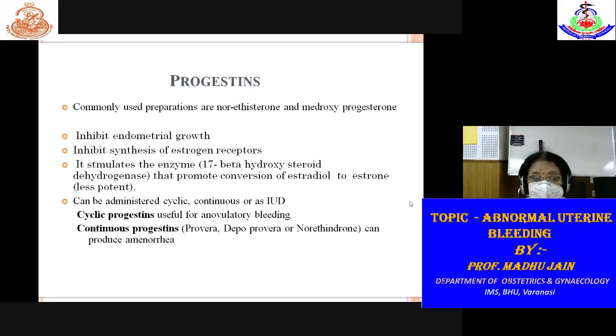Synthetic progesterones are known as progestins. Progestins are given to inhibit the synthesis of the estrogen receptors. It stimulates the activity of the enzyme 17-beta hydroxysteroid dehydrogenase. When it is given in the proper doses and taken properly, it is a very good method for the control of the bleeding. It might be given as a cyclic progesterone or as a continuous progesterone.